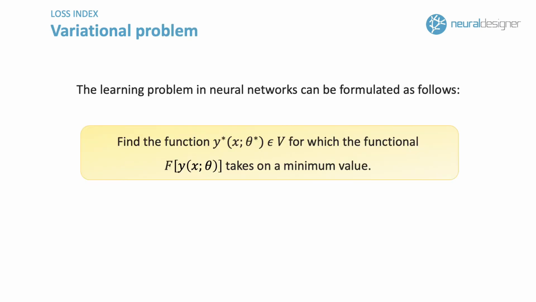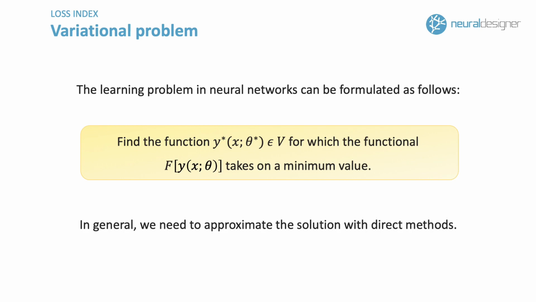We formulate the variational problem, which is the learning task of the neural network. We look for the function y* in V, for which the functional F gives a minimum value. In general, we approximate the solution with direct methods.